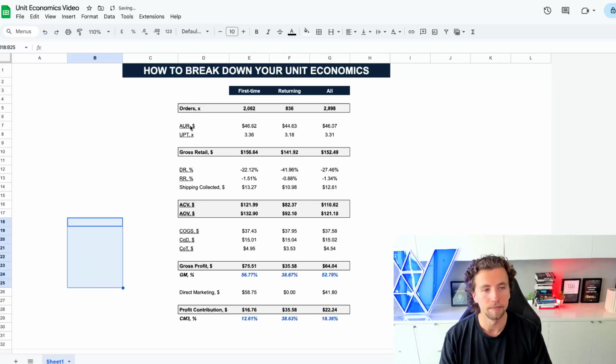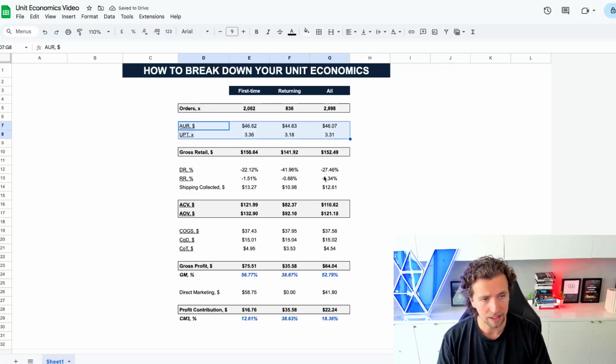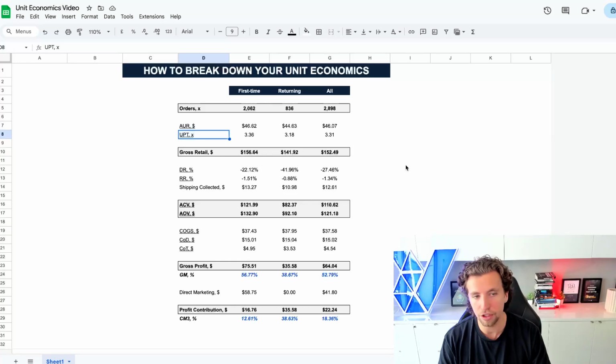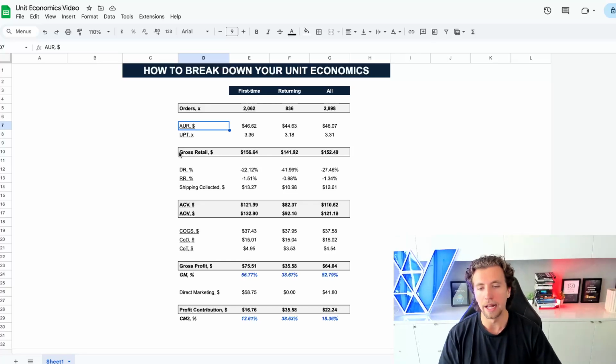Starting at the very top, the most effective lever to change profit down the bottom here, out of average unit retail and units per transaction, is units per transaction. It makes a substantially bigger impact than average unit retail. And that's why people spend so much time talking about upsells in cart, cross-sells in cart, bundling, all of these different options, rather than just increasing prices.